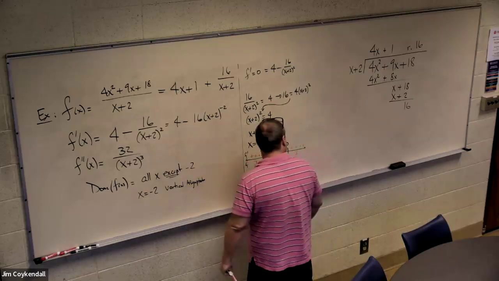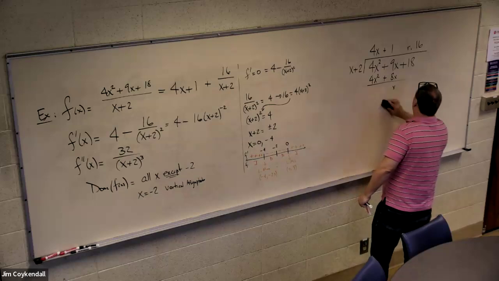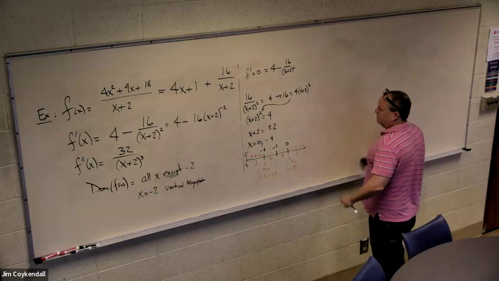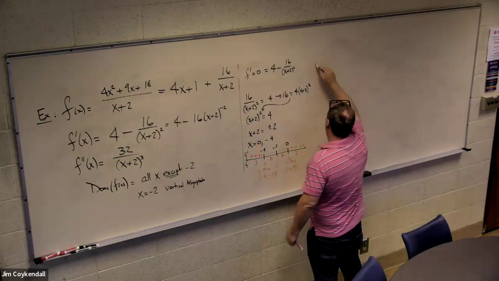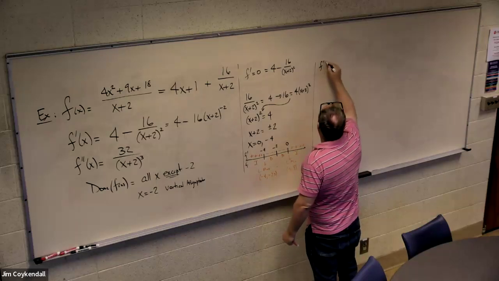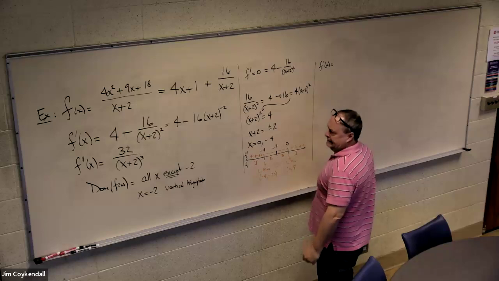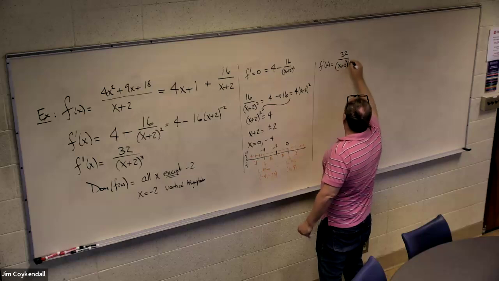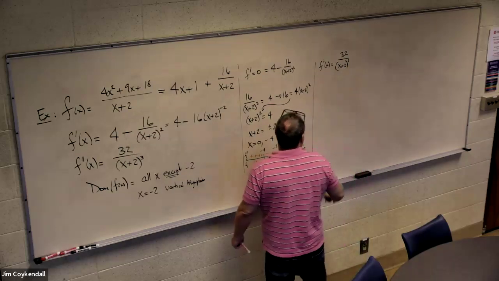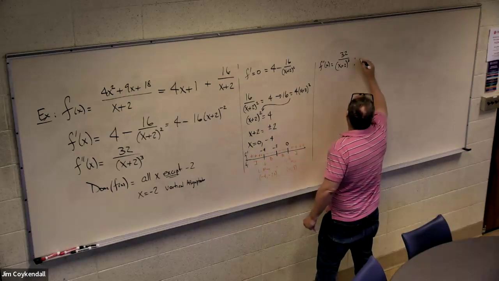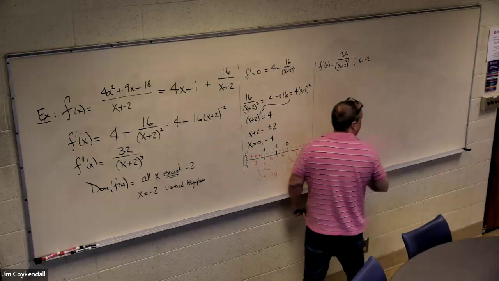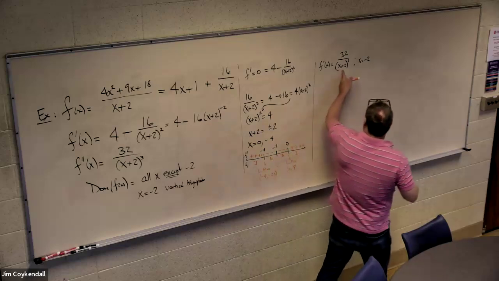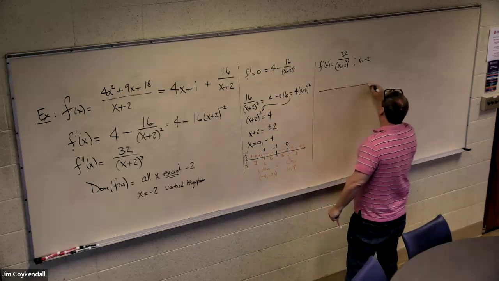Let's look at the second derivative. The second derivative for this particular problem, I think, will be easier to analyze. In this case, I get 32 over x plus 2 cubed. And so x equals minus 2 is the only place that we need to look. There are no critical numbers for the second derivative, and the only thing we need to analyze is what happens at the asymptote.